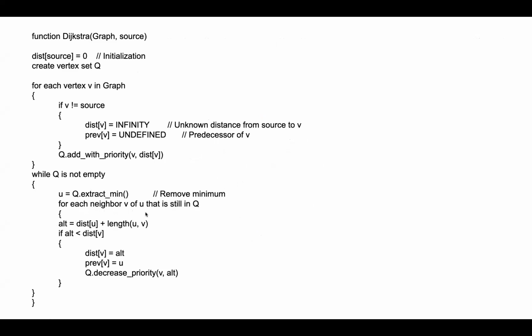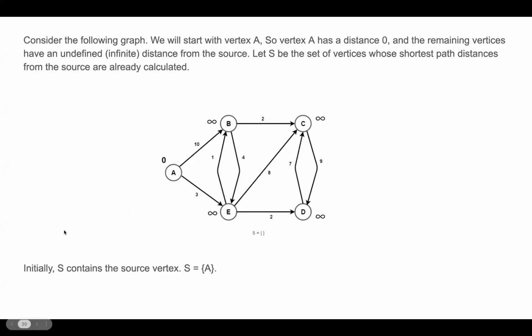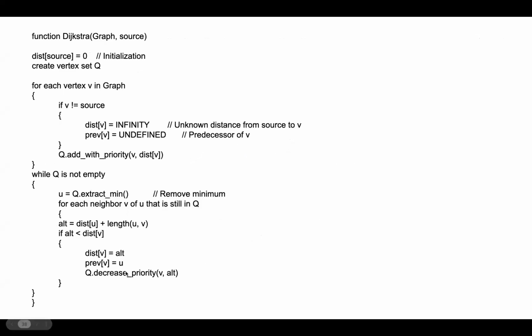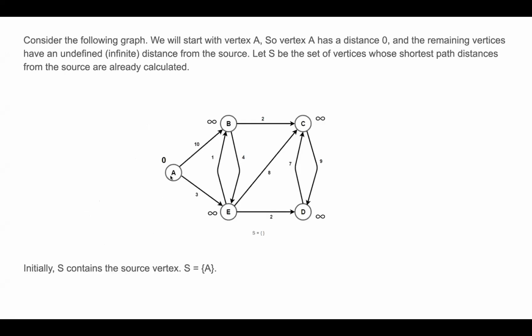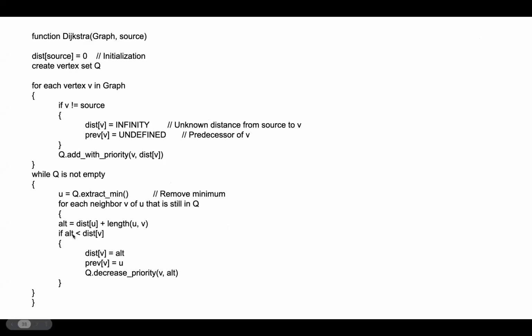For each neighbor V of U that is still in Q, the parameter alt is equal to distance of U plus length of U comma V. Distance of U means the distance of vertex U, the neighbor of vertex V, from the source vertex, plus length of U comma V. Suppose here A to B is not minimum, then we have to go from A to E and then E to B. This statement is dealing with this.